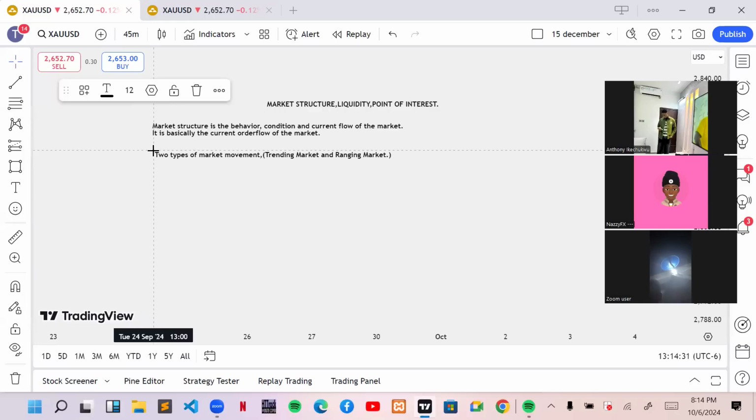So market structure is the behavior, the condition, and the current flow of the market. It's basically the current order flow of the market. And there are two types of market movements. There's a trending market and then there's a ranging market. The trending market has two types, which are the uptrend and then the downtrend.